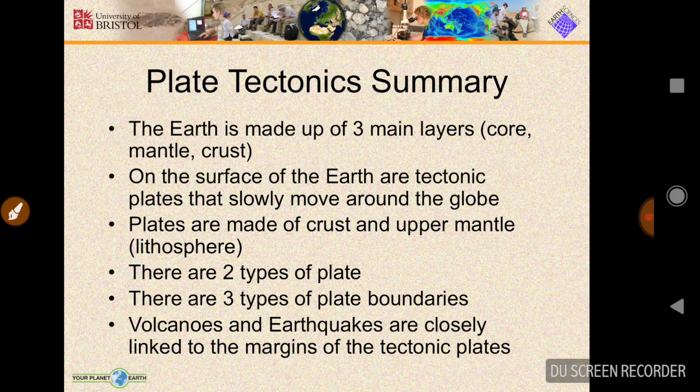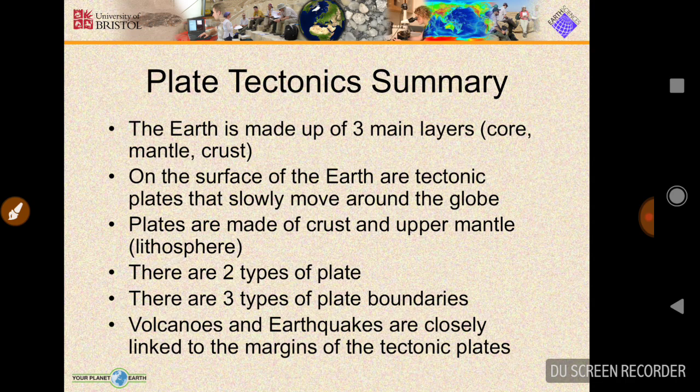Summary here: the Earth is made up of three main layers: the core, mantle, and crust. On the surface of the Earth are tectonic plates that slowly move around the globe. Plates are made of crust and upper mantle. There are two types of plates. There are three types of plate boundaries. What does that mean? There are two types of plate. Is that a mistake? Anyway, volcanoes and earthquakes are closely linked to the margins of the tectonic plates.